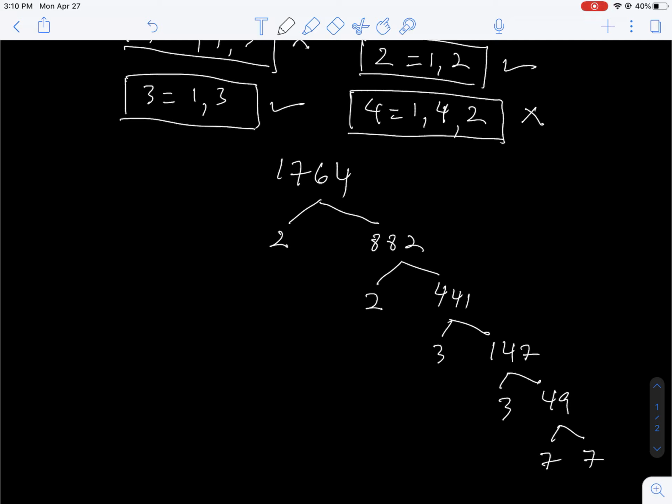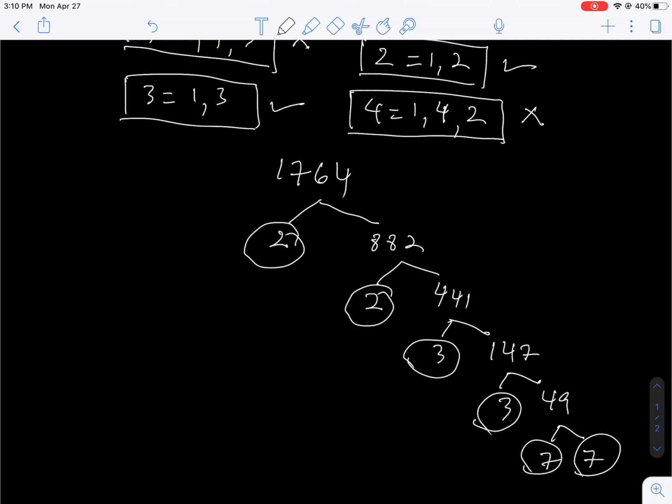Okay, so these numbers on the left hand side, or these factors, are the prime numbers. When you are dividing it, it has to be a prime number. Then it will be called prime factorization. And this is how you're going to write it. So there's a way to write it.